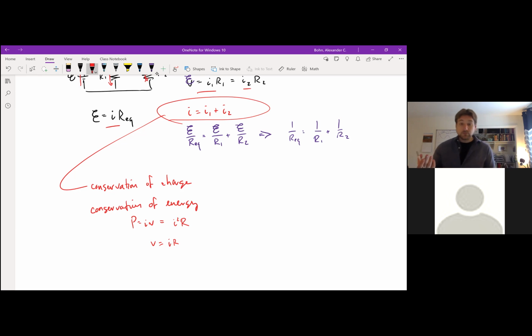What if there are more? Let's say there are resistors in series. Oops. Three of them. Power supplied by the battery.